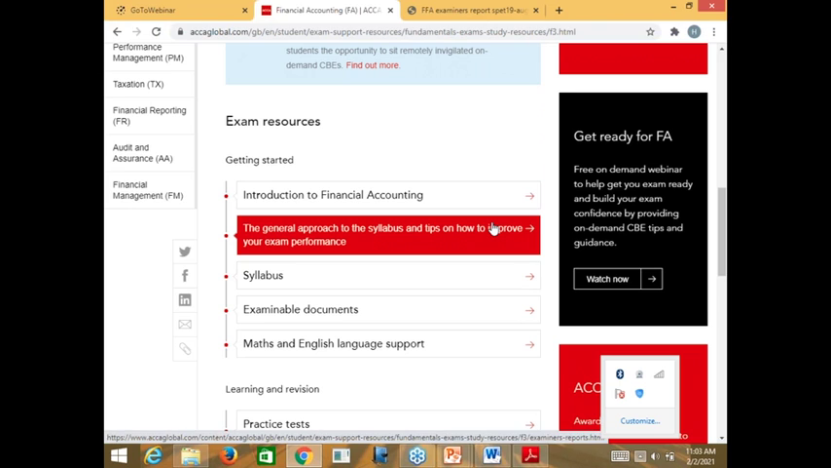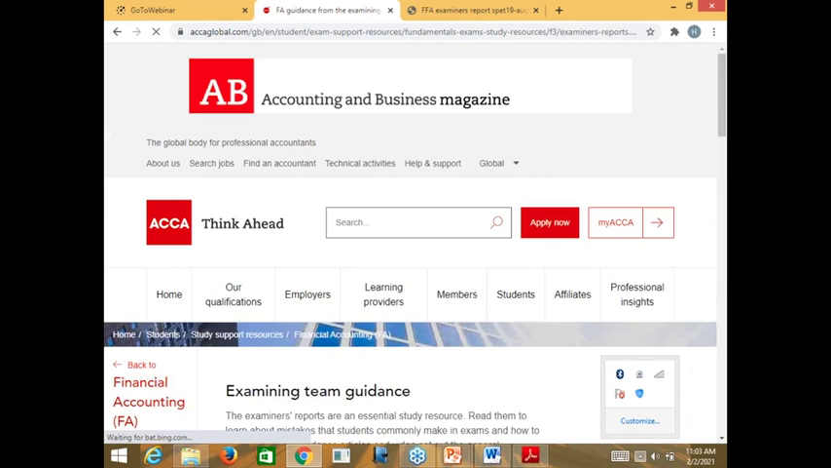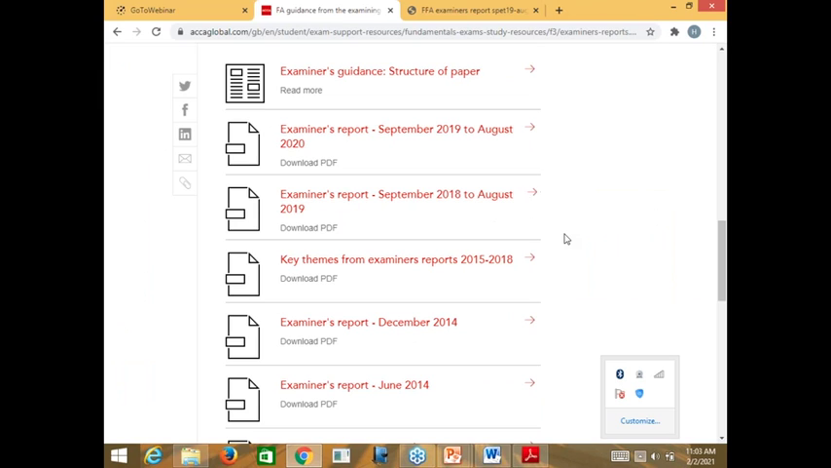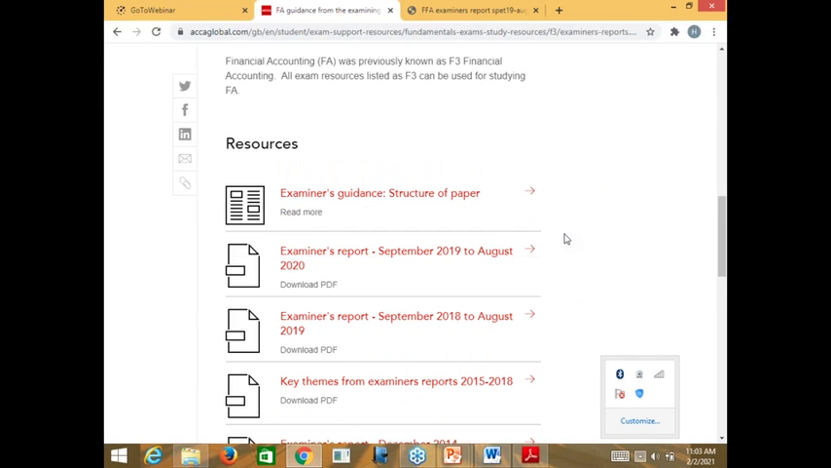Examiner's guidance. When we go to this area, you will see there are a lot of examiner's reports available, which you can study. And you have to learn from the mistakes that students have made previously. So it is again a very important resource.